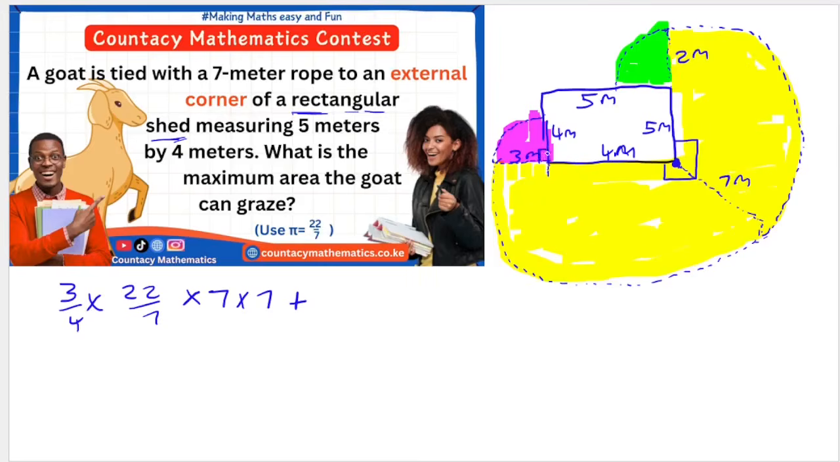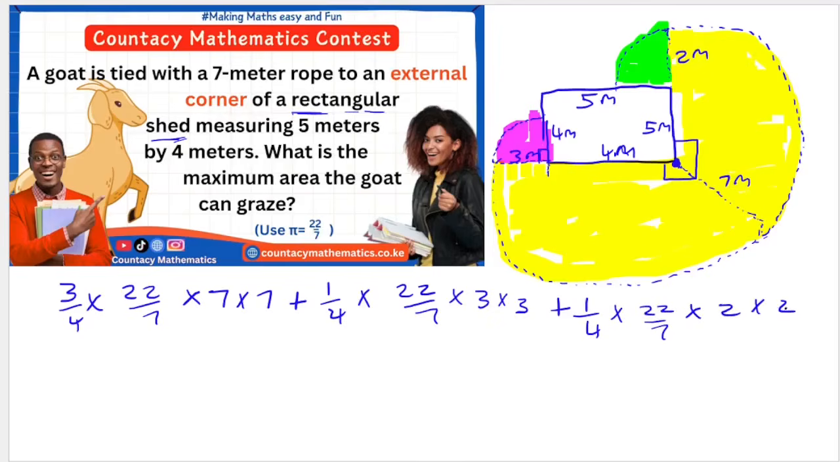Therefore, if it's a quarter, we pick 1/4, and then we multiply by our pi, which is 22/7, and then finally we multiply by radius squared. And what's the radius for this particular shape? It is 3/3. And now finally we add this other part over here, which is again a quarter multiplied by our pi, which is 22/7, and then we multiply by the radius for that, which is 2/2.